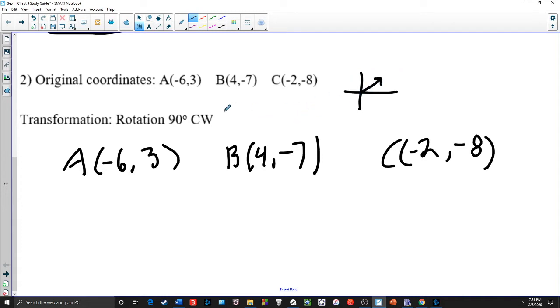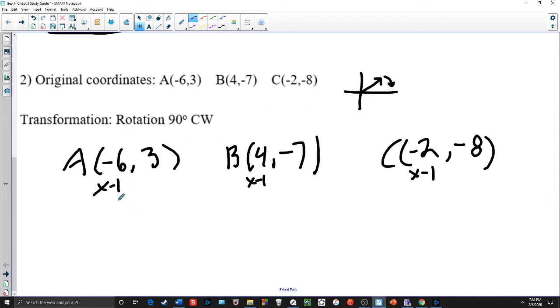And think of it as a clock. If you're going to go clockwise, which means you're going to go this way, that means you're going towards the x-axis first. That means you're going to multiply your x's. All your x's get multiplied by negative 1. If you're doing counterclockwise, you'd be going the other direction, and you'd be going towards the y-axis first, and therefore you multiply your y-coordinates by negative 1.